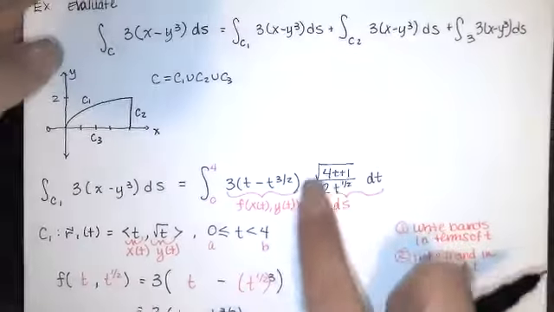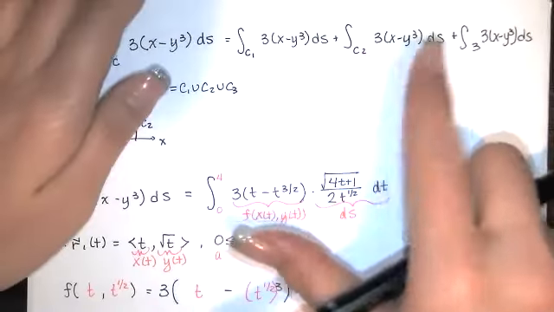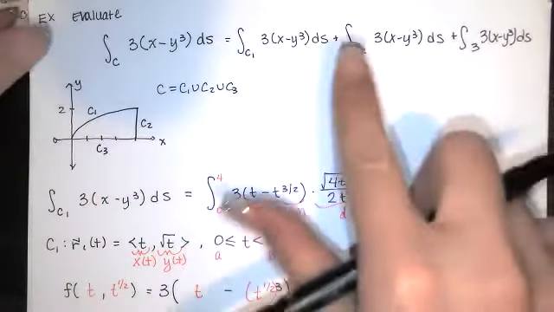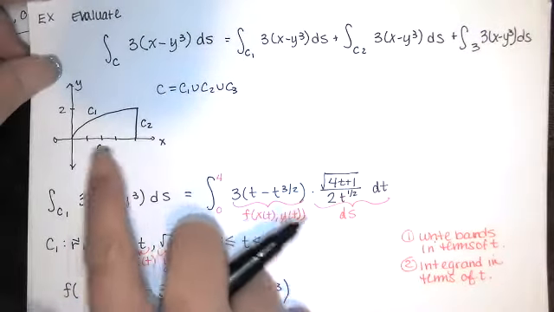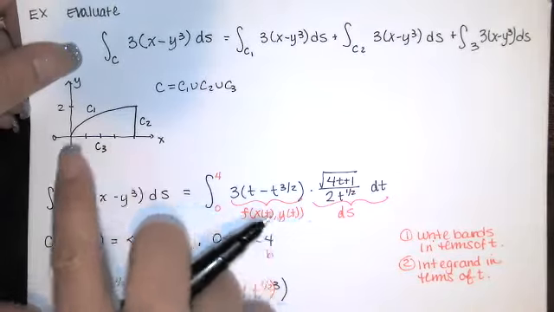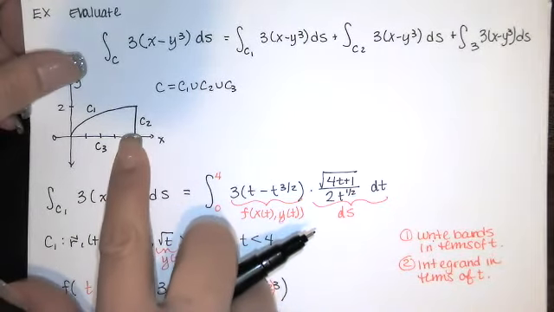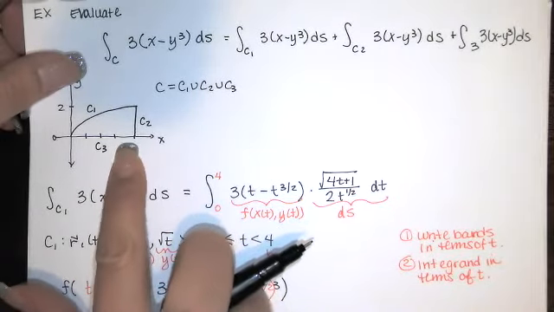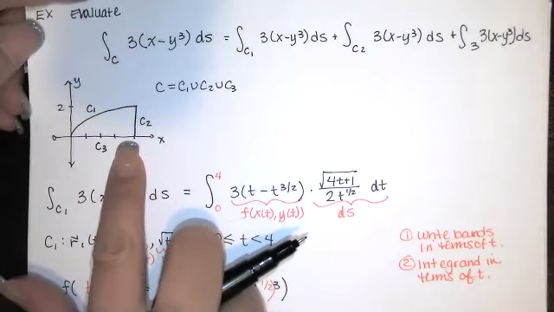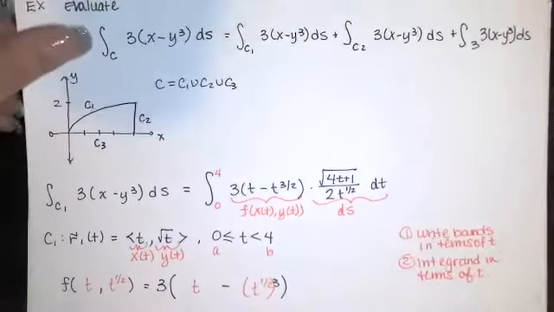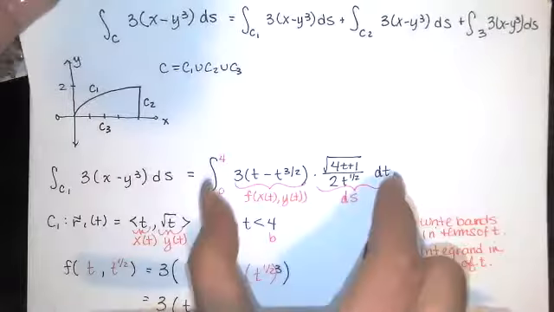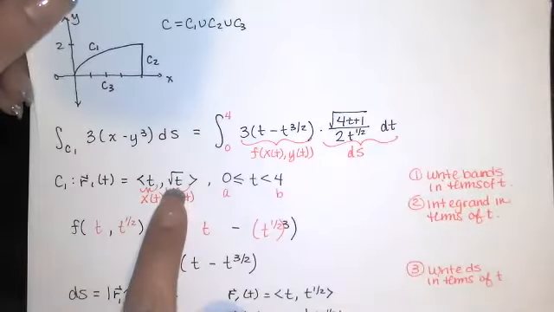Okay, so we've got our first line integral, and then we want to find the second line integral and the third line integral, also in terms of t, when we're on C2 and C3. And actually, these are going to be really nice and simple because on C2, x is just equal to 4, and on C3, y is just equal to 0. So it's going to be a very simple integral over here for these guys. This one happened to be complicated because of that square root.